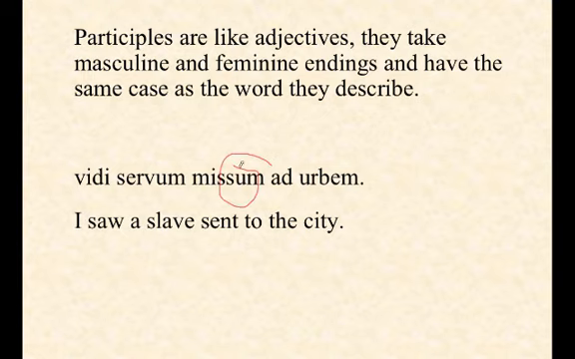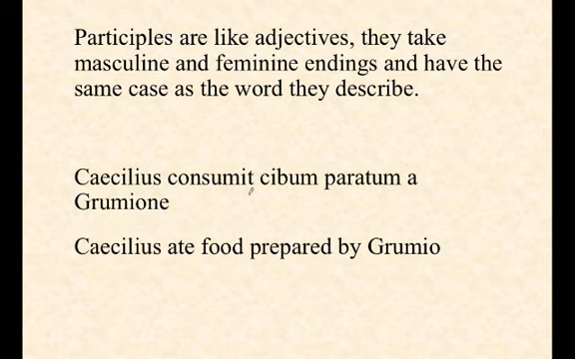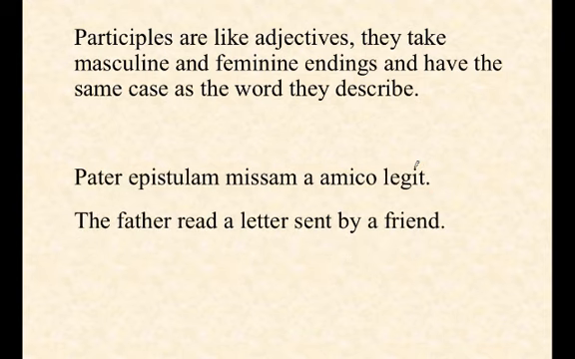And this past participle would have the same ending here because this is a second declension noun. If this were I saw a father sent, it would be patrem, but still misum, because these take the same endings as first and second declension nouns. Caecilius consumit cibum paratum a Grumione. When you have an agent of a past participle, you use that preposition a, which we translate here as by. Food prepared by Grumio. This is a typo. This should say ab, by the way, because we use ab before vowels.